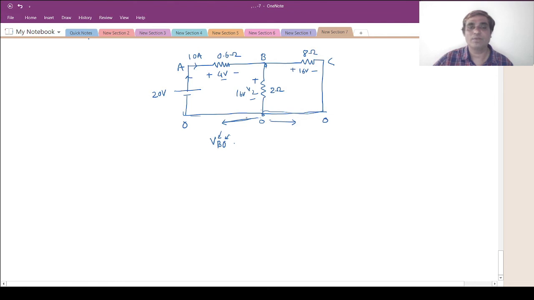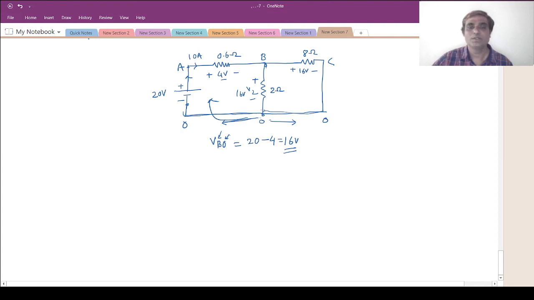For example, if I would like to calculate the voltage between point B and O, VBO will be equal to, let me start from this. Here it is a wire, so 0. Now from here to here, there is a voltage rise, so that will be positive. Now I am going from A to B, positive to negative, this is -4, and I reach B, so the total value you will get is 16 volt.